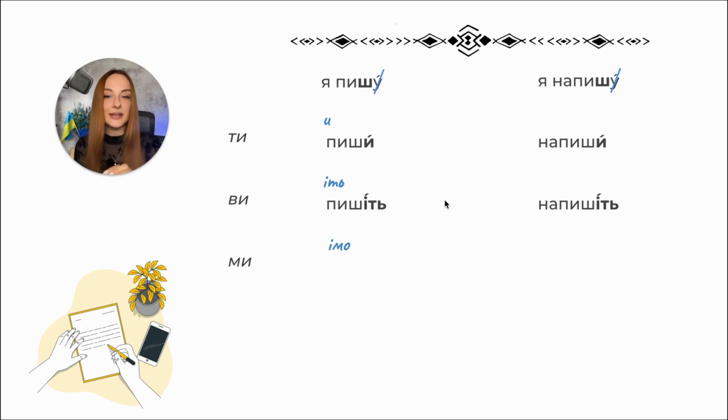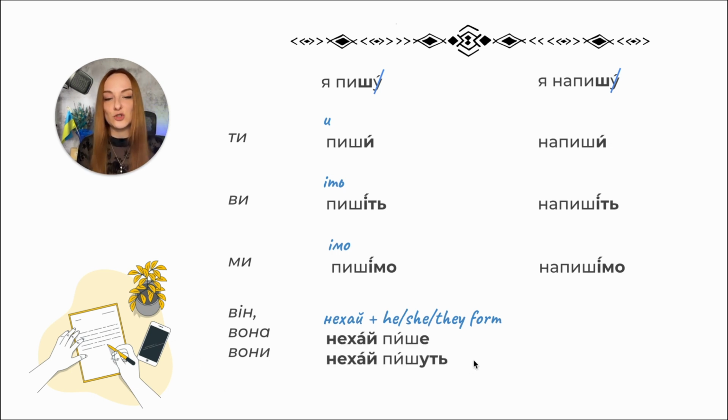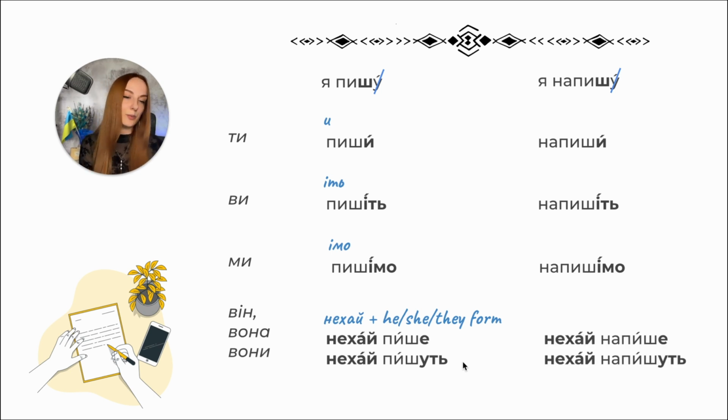For ми, it will be імо. Пишімо, напишімо. Like let's write together. For він, вона, the formula is the same as in the previous situation and it always is like this. For the third person, it's very simple. You just use нехай or хай and the he, she, they form. Нехай пише, нехай пишуть. Нехай напише, нехай напишуть. So most importantly, remember these three forms: for ти, ви, and ми.